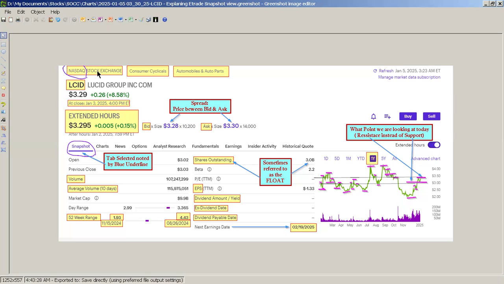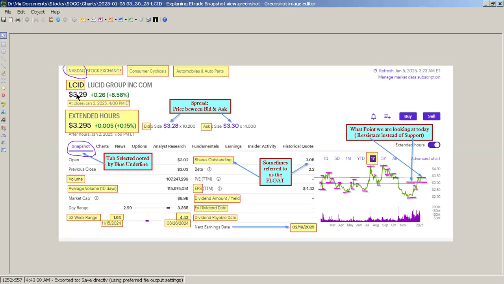So anyway, the first thing you see is that this stock is traded on the Nasdaq stock exchange. Then it tells you about the sector it's in, and this one is called consumer cyclical. Then it breaks it down a little further to go even deeper. So this one is automotive company, auto parts. And then it tells you what the stock is currently trading at.